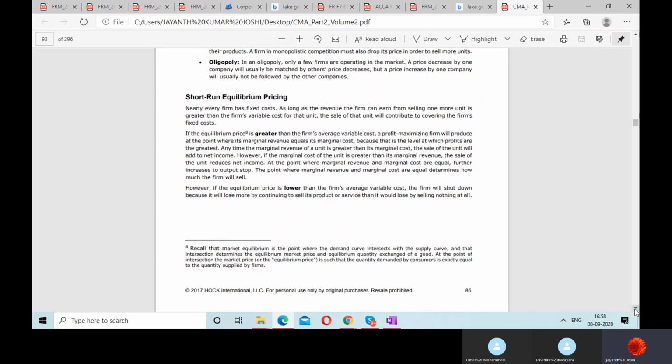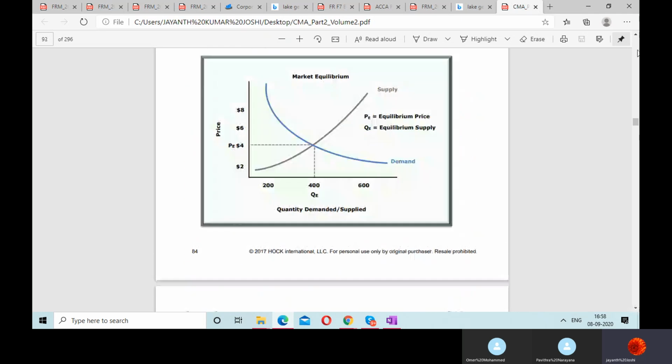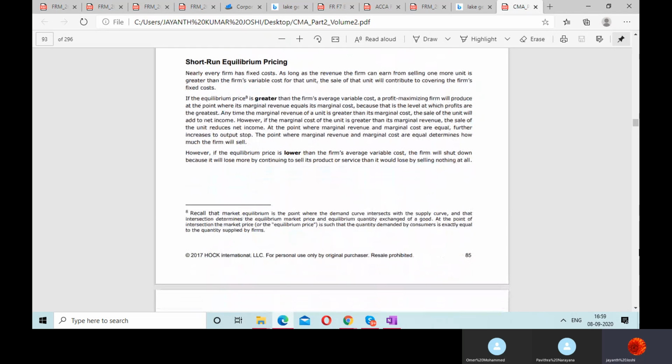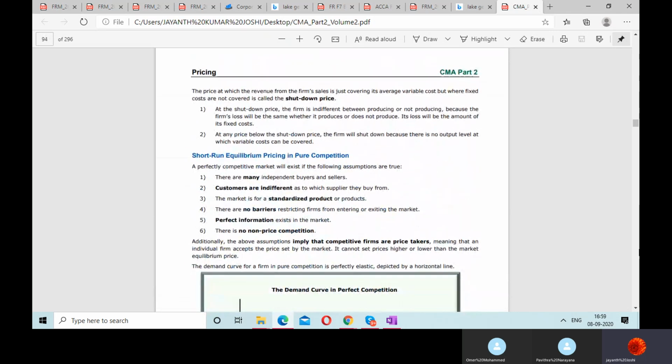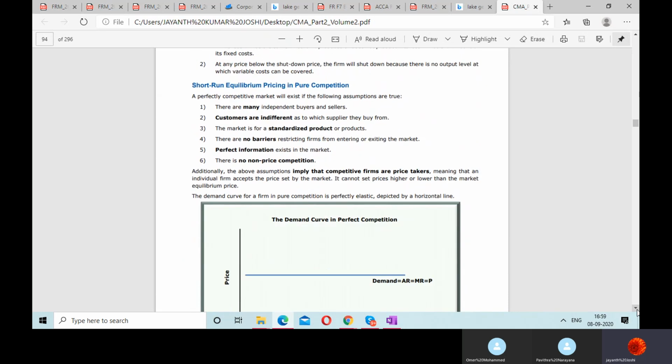Short run equilibrium pricing. In the short run, let's see the equilibrium price. Equilibrium price is the price at which your demand and supply are the same. Here, $4 is the price at which your quantity demanded and your quantity supplied are the same. So let's see the equilibrium pricing in the short run. Now let's see the curve in perfect competition.